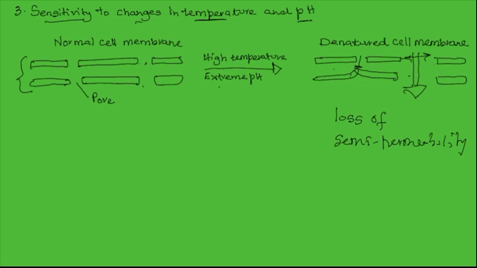Another property of the cell membrane is its thinness. Even though the membrane has 3 layers, it is very, very thin. In fact, it is approximately 7.5 nanometers in most cells, which is about 7.5 times 10 to the power of negative 9 meters. Quite thin. Now, the thinness promotes rapid movement of substances into and out of the cell.